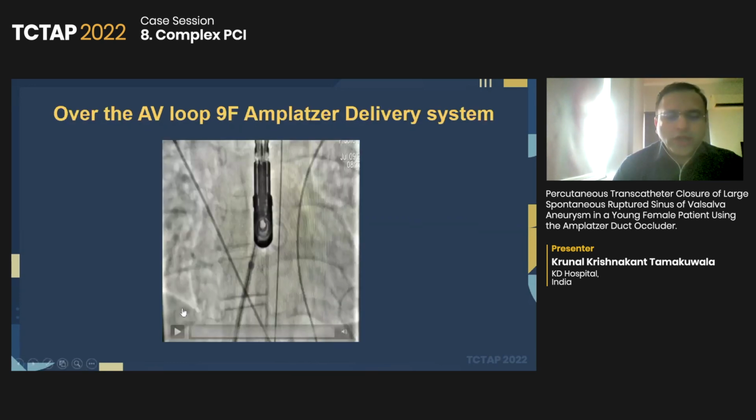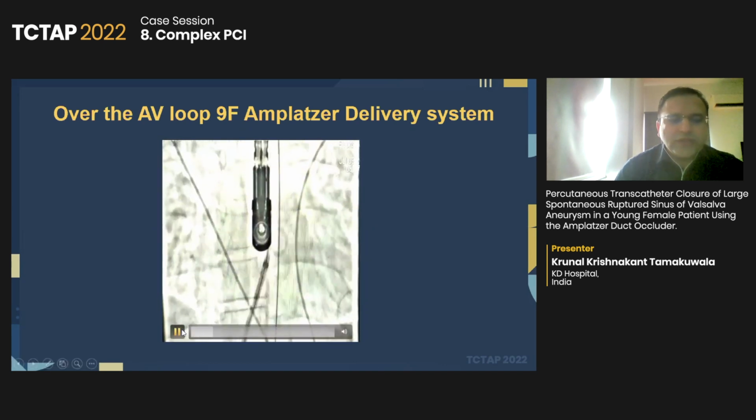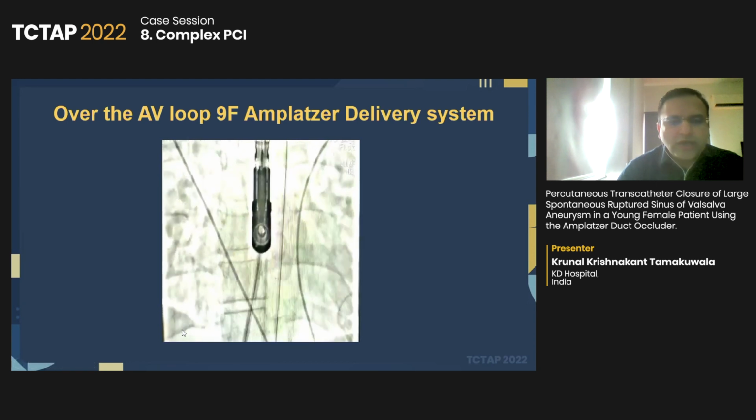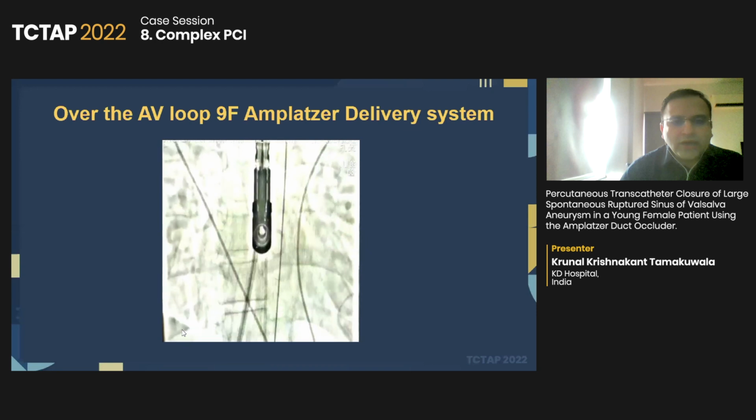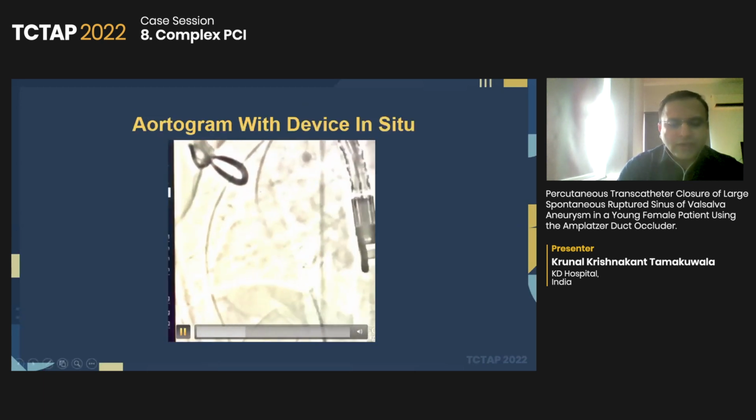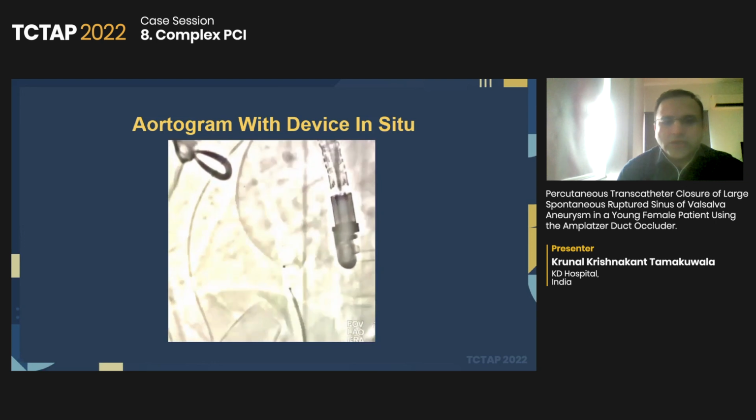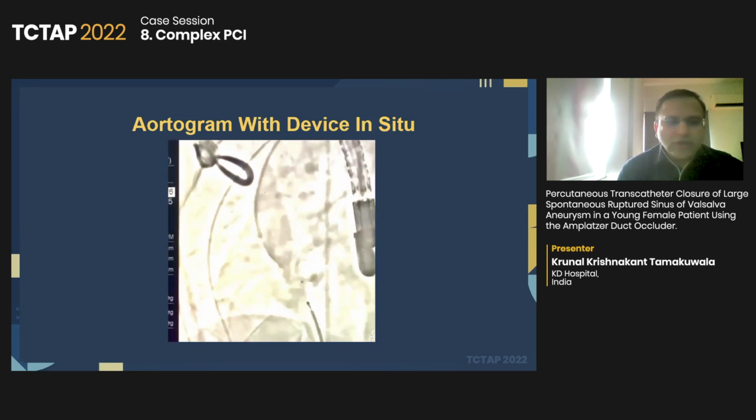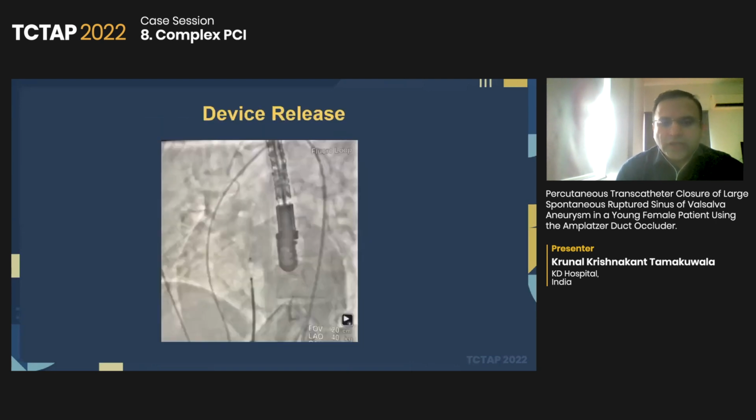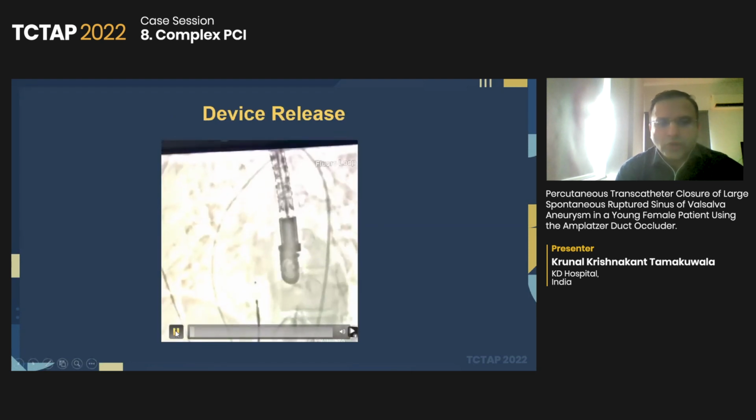And a 9 French long Amplatzer delivery sheath was passed over the exchange length wire across the defect. And finally, we got the ADO. The ADO with its attached delivery cable was deployed at the aortic end first, and it was pulled back gently. And finally, the right atrial end was deployed.